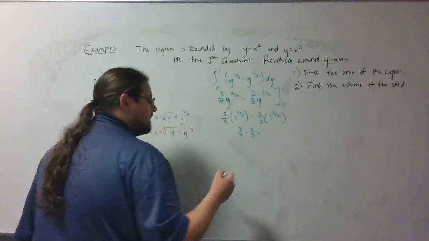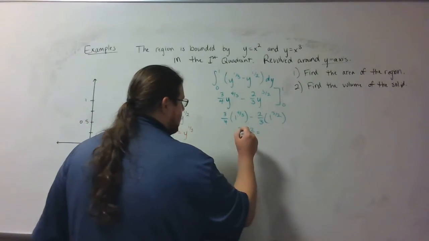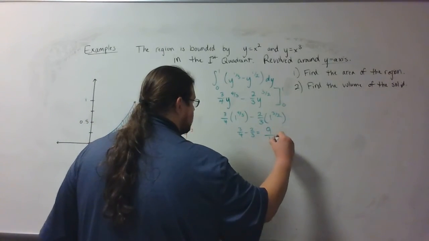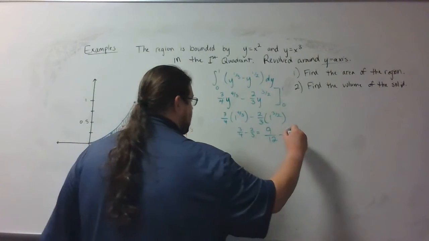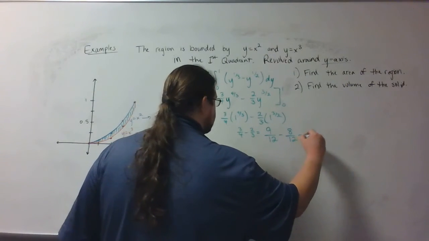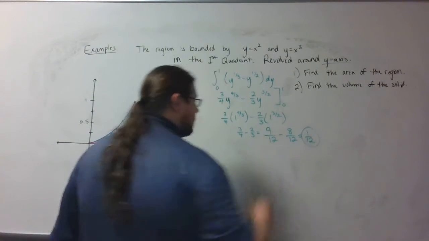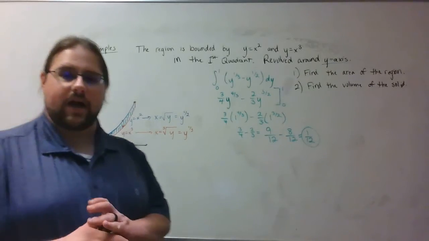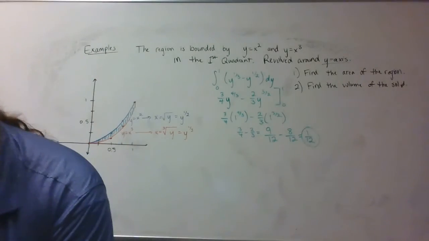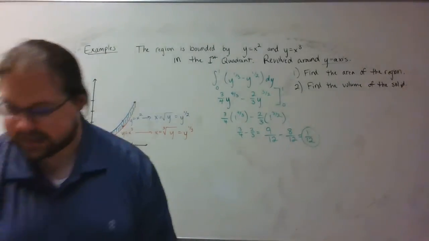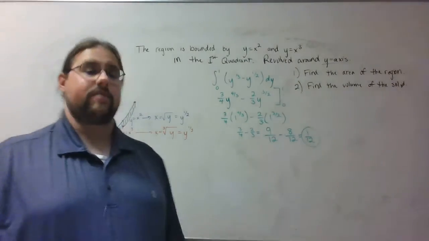I'm going to rewrite those in twelfths. So I need to multiply that by 3. So it's going to be 9 over 12 minus, multiply that by 4, 8 over 12, which is 1/12. So like we said, it's going to be a really small area, 1/12. 1 divided by 12 is 0.083 repeating.